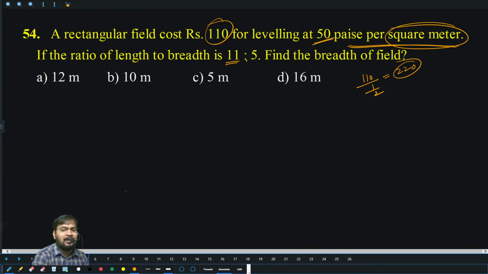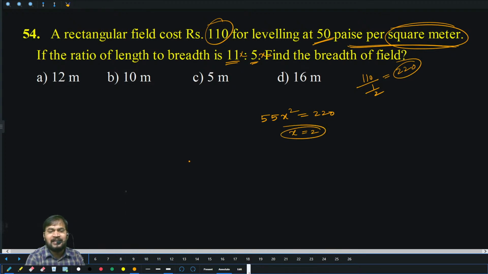Length is 11 parts. Breadth is 5 parts. 11x, 5x. Area is L into B. 55 x square is equal to 220. So 55 4 times. x square is equal to 4. x is equal to 2. They are asking breadth of the field. So breadth is 5 parts. 5 into 2, 10. Your answer is 10.